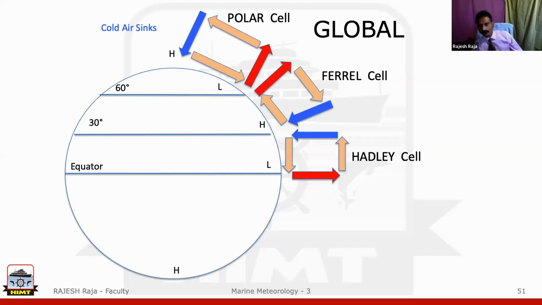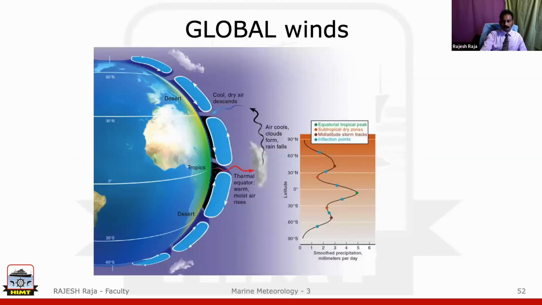So that was explained by Ferrell, and since it was making more sense, people accepted it. All the three loops were given names. Still, Hadley was the first man, so his name was retained on the first loop. Then the second one was called Ferrell cell, and the third is called polar cell or the polar loop. These are the three giant loops which happen on the Earth, and exactly similar, please remember, happens on the southern hemisphere also. They do a mirror imaging. Now this picture gives you that mirror image as well. So you can see three loops on the northern and three loops on the southern.